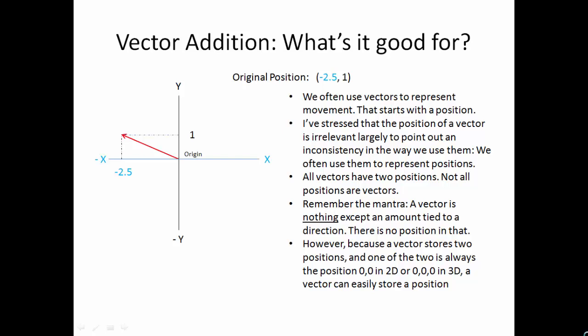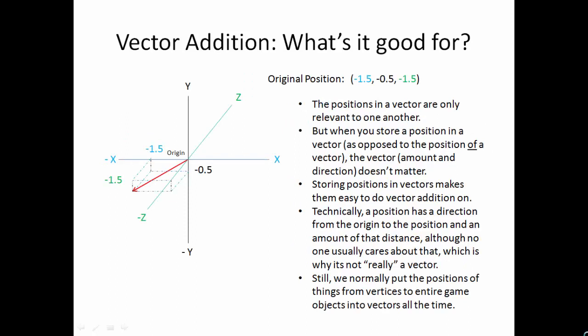But it doesn't change the fact that a vector is actually two positions, the origin plus the position of the arrowhead. Since you only store one position, it's very natural to put a position into a vector. But you've got to remember the mantra: a vector is nothing except an amount tied to a direction. And there's no position in that. It doesn't matter where the vector is positioned, and it's not a position. The positions in a vector are only relevant to one another. But when you store a position in a vector, as opposed to the position of a vector, the position, amount, and direction don't matter. Storing positions in vectors makes them easy to do vector addition on.